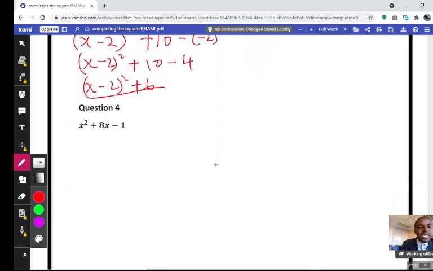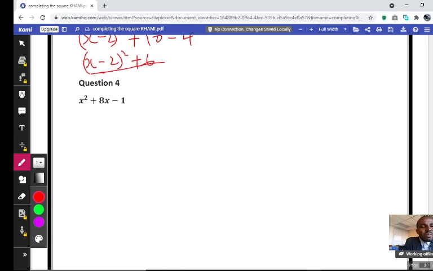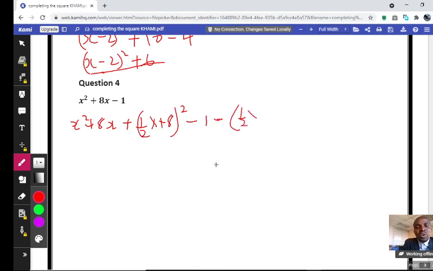Then you are done. Then question number 4, last question, number 4. On this one, you do the same. X squared plus 8x. Then to this one, you add half the coefficient of x, which is half of plus 8 squared, minus 1. Then to this one, you subtract half the coefficient of x, then squared. It will be x squared plus 8x plus half of 8 is 4, plus 4 squared, minus 1 minus 4 squared.